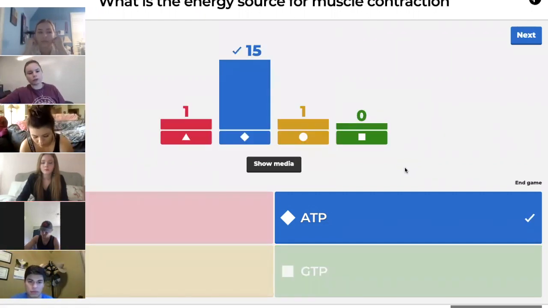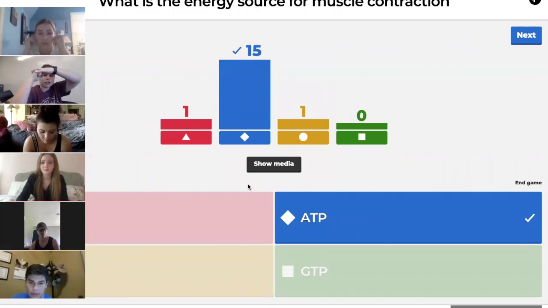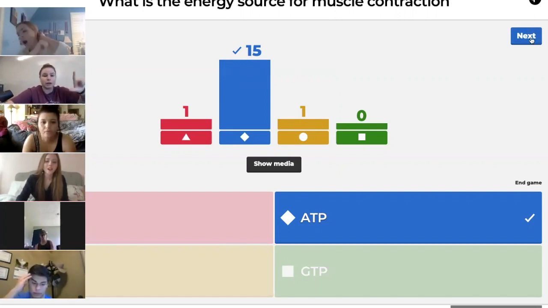What is the energy source for muscle contraction? Okay, cool. So it's ATP, right? Adenosine triphosphate. Calcium binds to troponin, which allows us to make that cross bridge, but it's not our energy source. We need ATP to create that cross bridge and to break it, okay? So without ATP or without calcium, we can't make a contraction, but ATP is our energy source.